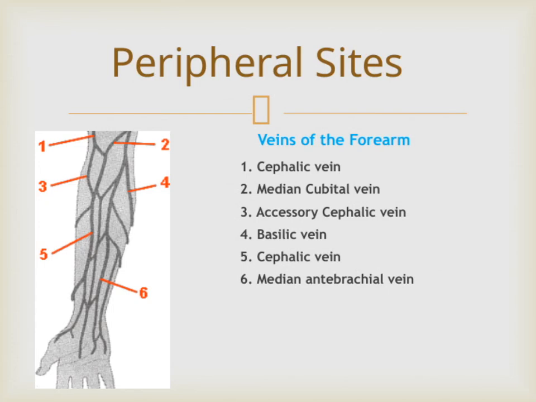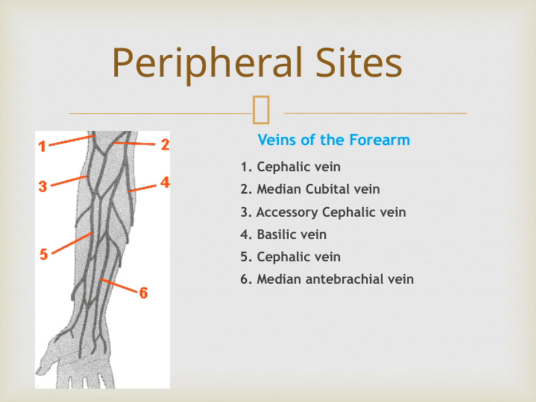Let's take a closer look at the veins of the forearm, starting with the cephalic vein, which is one of the most prominent superficial veins on the lateral side of the forearm and arm. It's commonly used for venipuncture due to its accessibility. Next, we have the median cubital vein, located at the front of the elbow, bridging the cephalic and basilic veins. This vein is often the go-to site for blood draws because it's typically large and stable.